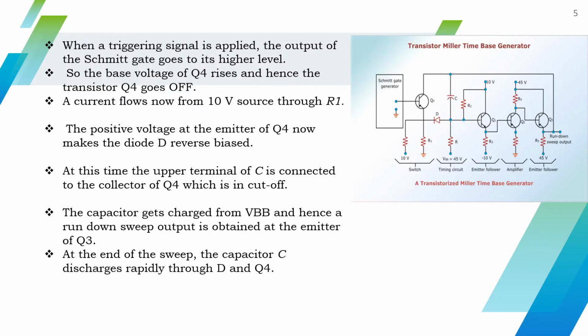Operation of the transistor Miller time-based generator. It is a simple circuit. The capacitor charges through VBB with a time constant RC, and it is connected to the output of Q3. In this way, the sweep voltage is developed here. At the end of the sweep, it discharges through diode D, the emitter of the transistor, and R1 like this. This point is the emitter of transistor Q4.